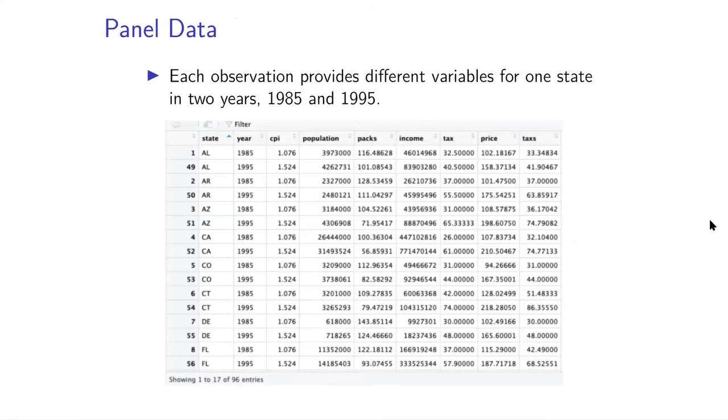Panel data includes both the cross-sectional and time series components. In this example, we have a cross-section of 50 states in the United States in 1985 and 1995. Each variable in this data set is observed twice, in 1985 and again in 1995, respectively. Hence, it has a cross-sectional component of 50 different states and a time series component of 2 different time periods, making this data set panel data.